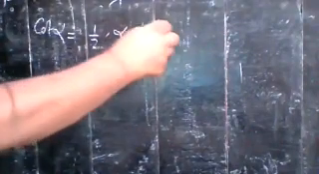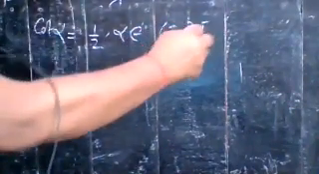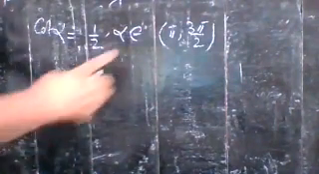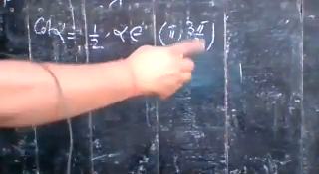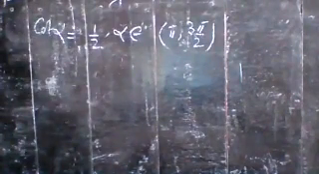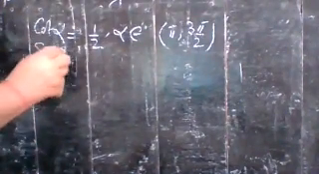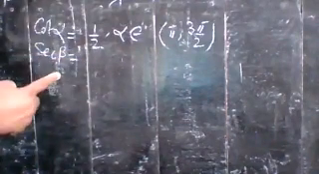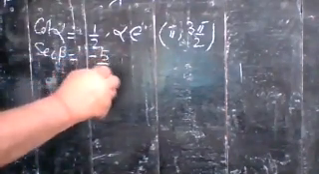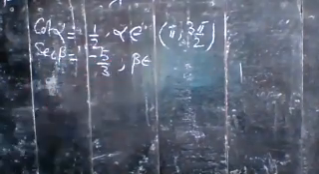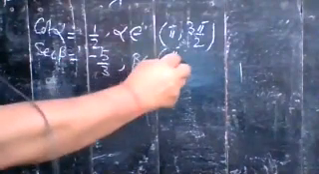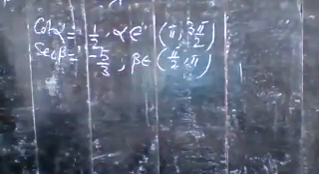If cot alpha is equal to 1 upon 2, alpha belongs to pi to 3 pi by 2, and sec beta is equal to minus 5 upon 3, and beta belongs to pi by 2 to pi.